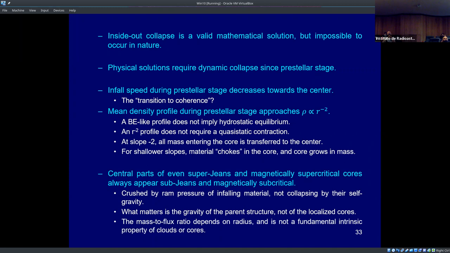And a final thought is that the mass to flux ratio does depend on radius, and it's not a fundamental intrinsic property of clouds and cores. It's more like a boundary condition. It depends on where you set your boundary. And with that, I finish. Thank you. Thank you very much, Lucas.